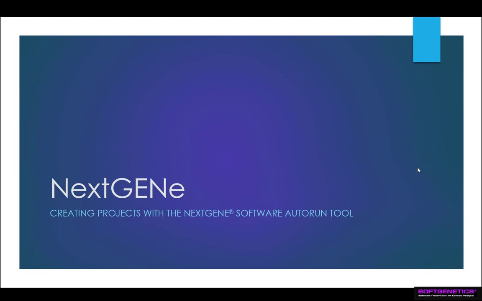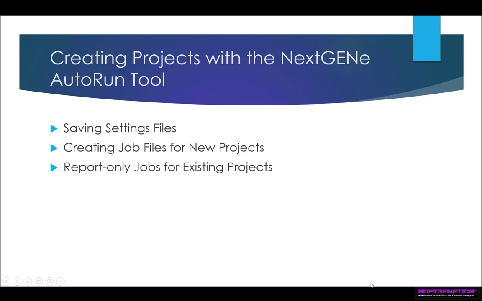NextGENE's AutoRun Tool provides a quick and easy method for setting up batch processing. AutoRun utilizes saved settings files that are used to create job files defining the sample, reference, and all settings to be used. In this webinar, we'll cover how to save your settings files, how to create job files to analyze new projects, as well as how the AutoRun tool can be used to output reports in batch for existing projects.